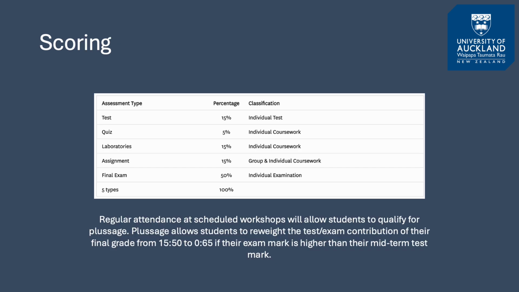Okay, so in terms of the scoring for Chem 110, there are 5 different components, with the mid-semester test worth 15%, quiz worth 5%, laboratories worth 15%, assignment worth 15%, and the final exam worth 50%. So regular attendance at scheduled workshops will allow students to qualify for pulsage. Pulsage allows students to reweigh their test/exam contribution of their final grade from 15/50 to 0/65 if their exam mark is higher than their midterm mark.